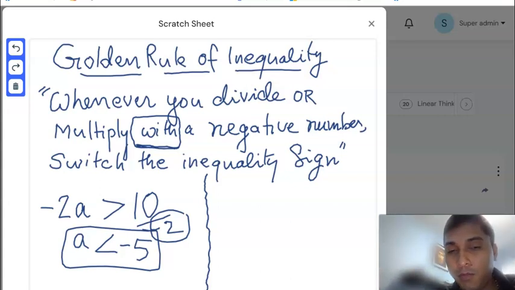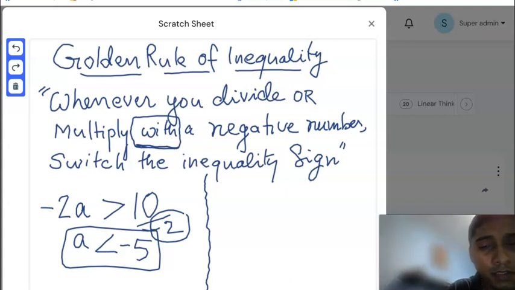Even though the problem started with a greater than symbol, thinking the graph will go to the right, once the solution is there, the graph will go to the left, because the answer is that a is all values less than negative 5. Negative 2a is greater than 10.